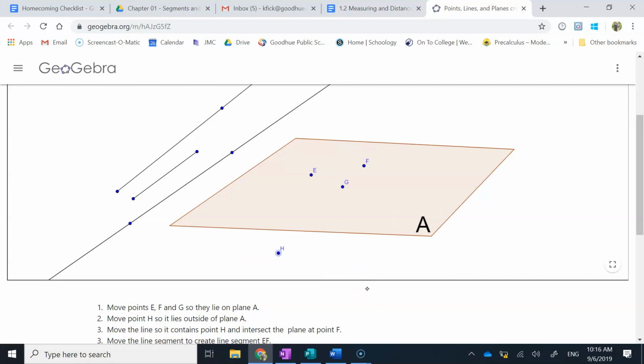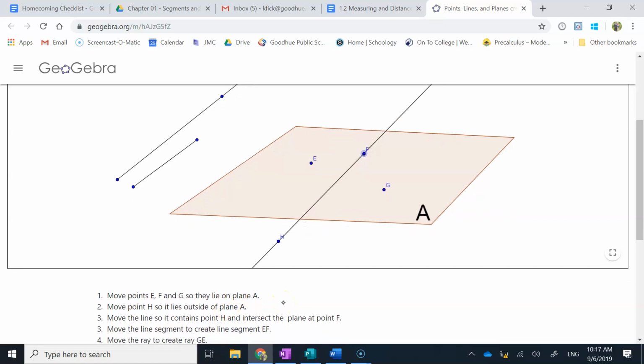Move the line so that it contains H and intersects the plane at F. So what does this mean? What 2 points are going to be on our line? H and F. And so this one is the line. Do you guys see how it goes off the graphing area? So I'm going to put it on H. And then the other point is going to go on F. Okay, see that? Okay.